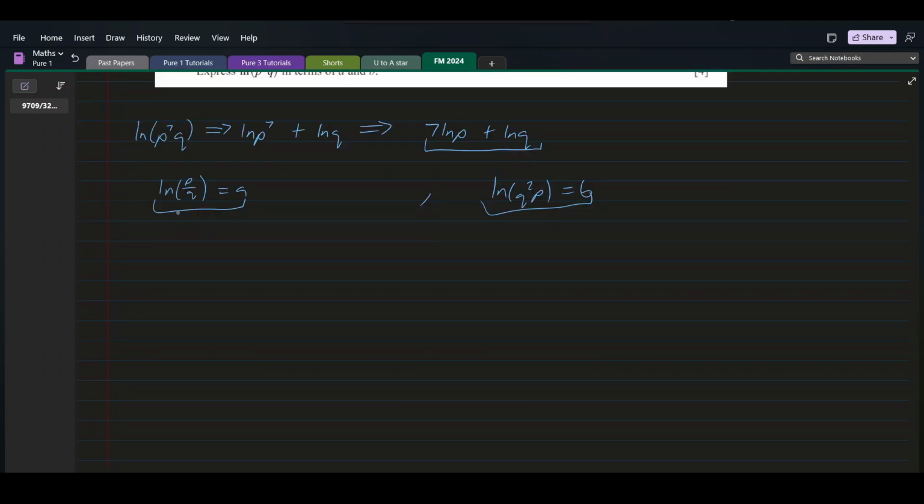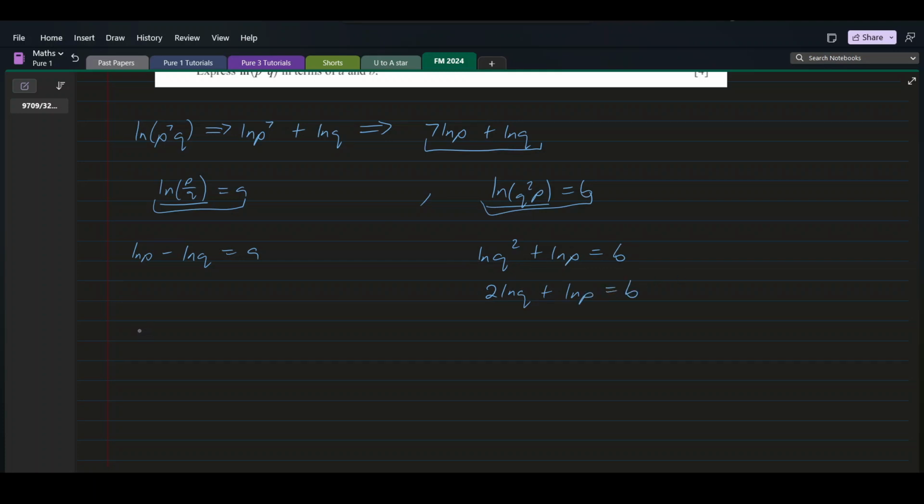So we're going to use laws of logarithms to simplify our two equations. This becomes ln p minus ln q is equal to a, and this becomes ln q² plus ln p is equal to b, and we can further simplify that to 2 ln q plus ln p is equal to b.